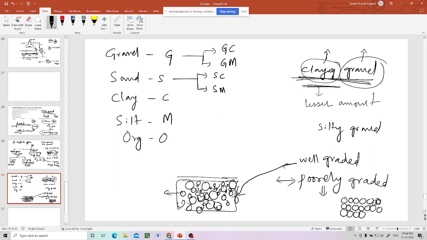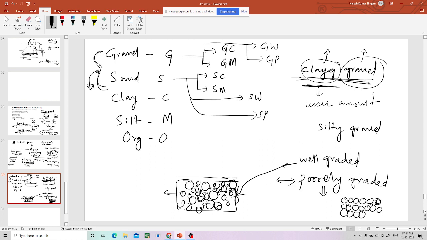Now, depending upon that, if it is well graded gravel, you can say GW, poorly graded is GP. In the same way, well graded sand is SW, poorly graded sand is SP. Okay. Now, well graded, poorly graded, clayey gravel, silty gravel, clayey sand, silty sand, all these things will come only in case of coarse grained soils. Only in case of coarse grained soils.